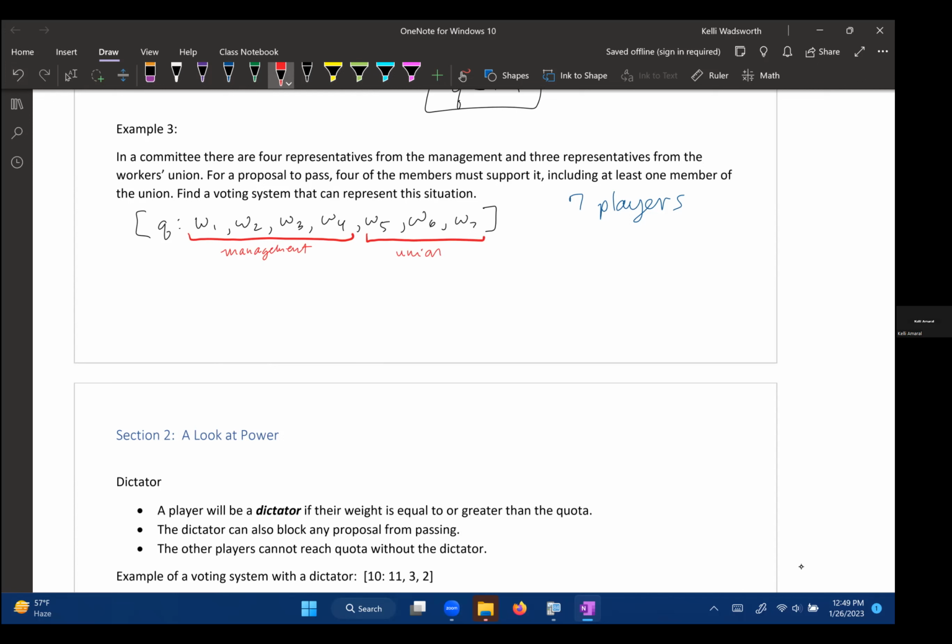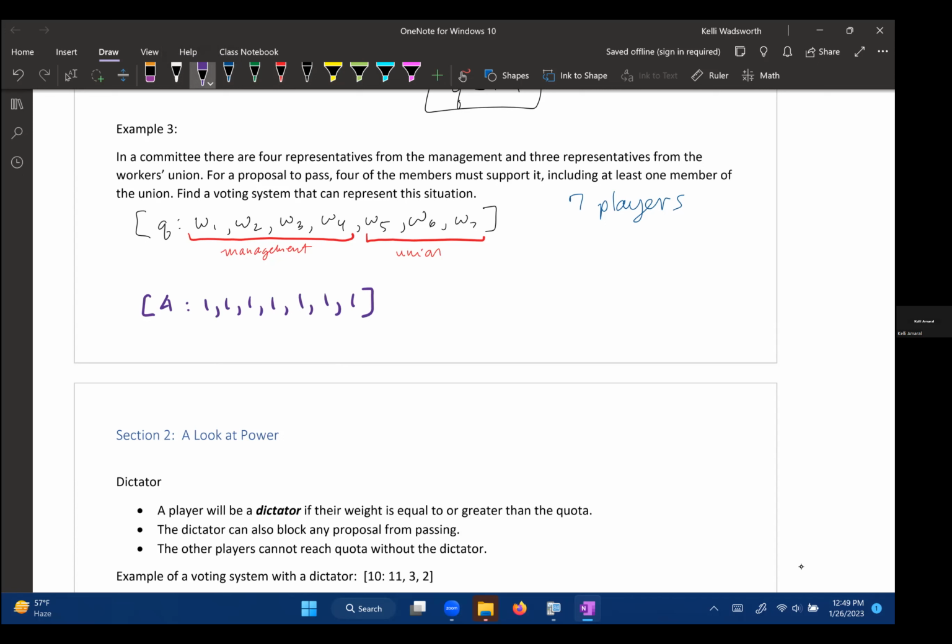Okay. So we want a system where 4 people voting can pass it, but management alone cannot pass it. Right? So that idea disqualifies this. Like, you might think, well, let's just give everybody 1 vote, right? So 1, 1, 1, 1, 1, 1, 1, and then make the quota 4, right? Because then if you have 4 votes, you got 4 people, you got it.